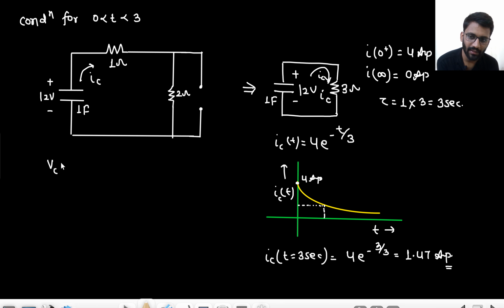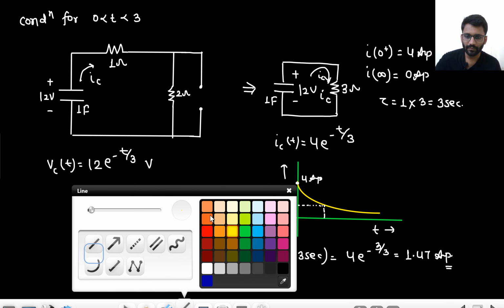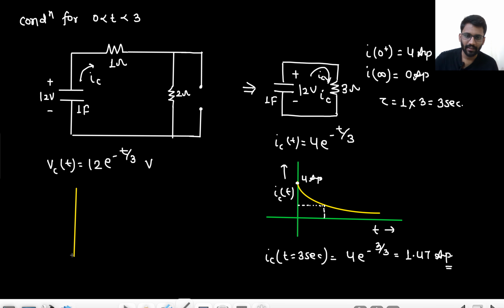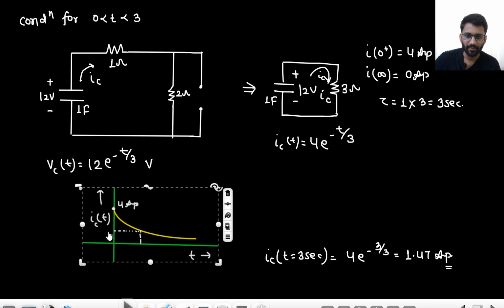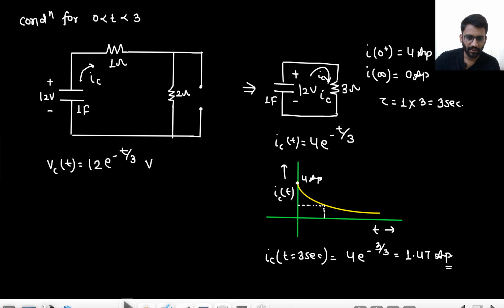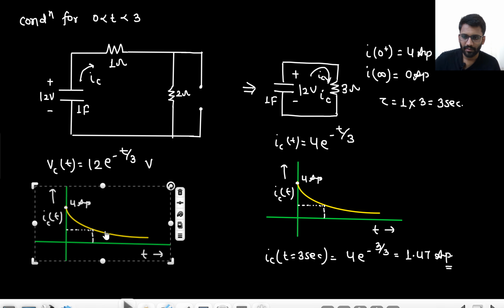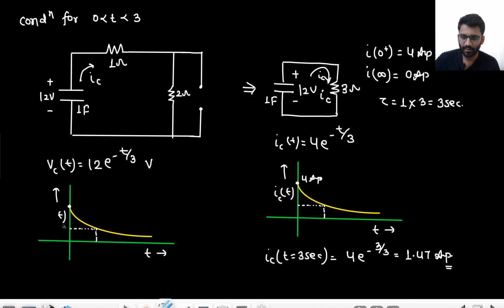What is the expression of VC(t)? VC(t) is initially 12 volt, then it goes down to 0, from 12 to 0. So 12 e to the power minus t upon tau, and tau is 3 seconds. So this is the expression of VC(t), right? Now if you draw the graph of VC(t) as well, it will nearly be the same. This graph I can copy, then paste. Talking about VC(t), initially it was 12 volt, then it goes down.